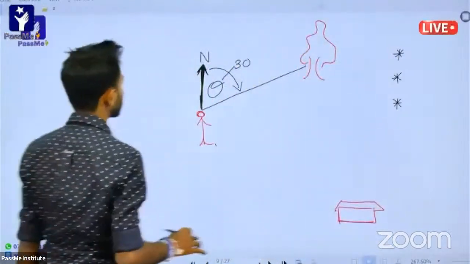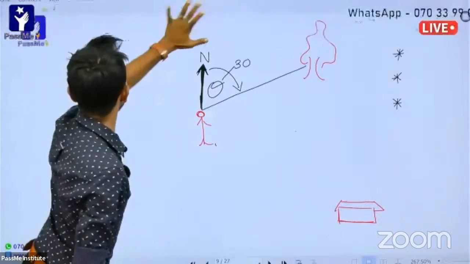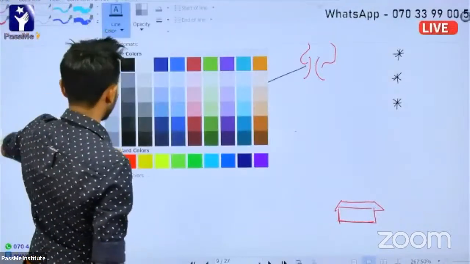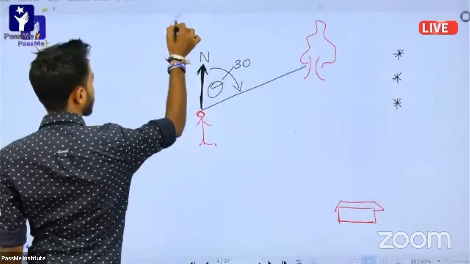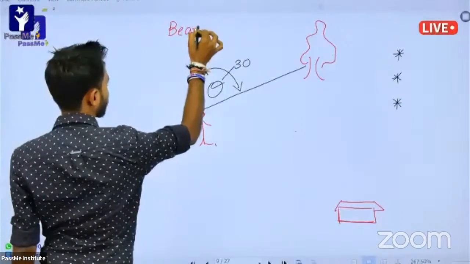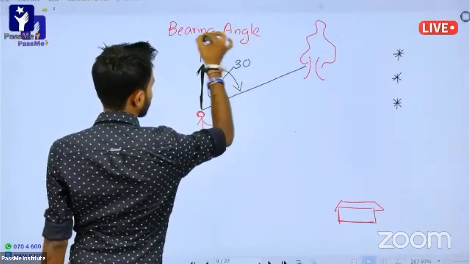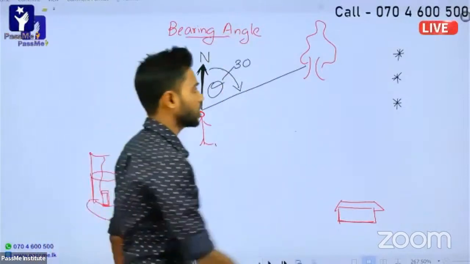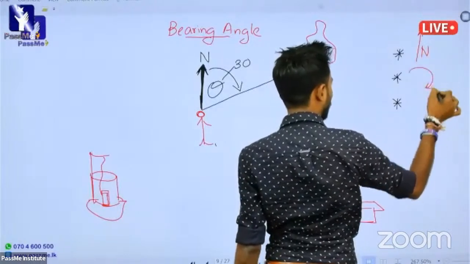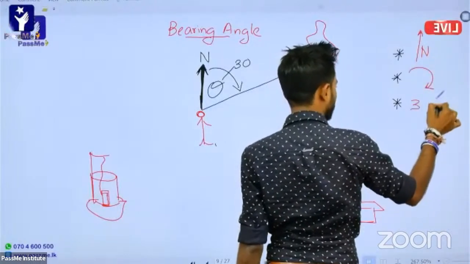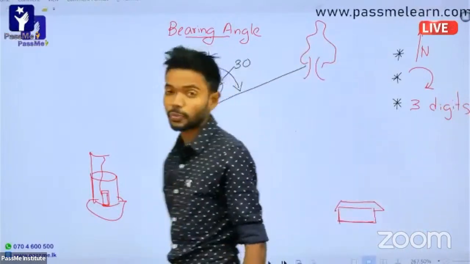Right, so this is okay. We will go to the next one. Now I will explain it again. We are talking about the bearing angle. Now a bearing angle consists of three things. It is like this: started from the north direction and measured in the clockwise direction. It consists of three digits, right? So these are the 3 points you need to remember.